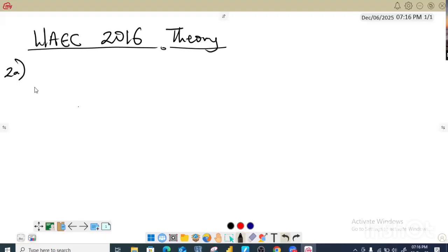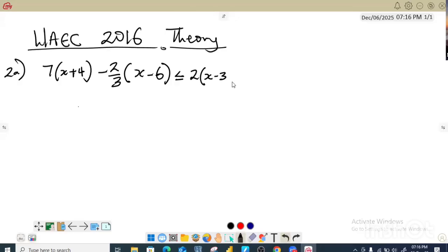Question number 2A. What I have with me here, let me write it out. I have 7 into x plus 4 minus 2 over 3 into x minus 6 less than or equal to 2 into x minus 3 into x plus 5, close bracket.